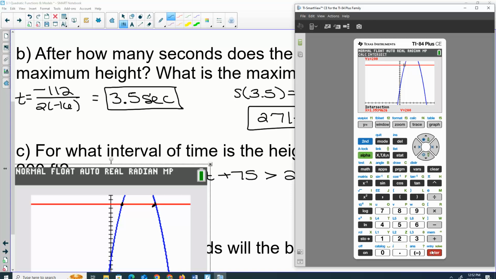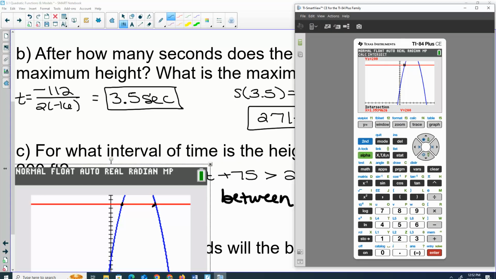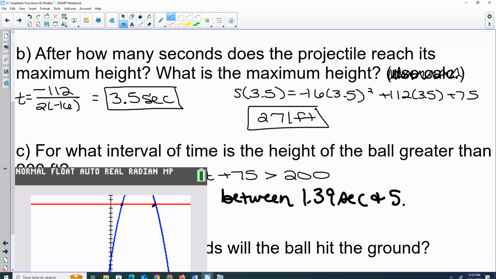So we found the first one. It's about 1.39 seconds. And if you want to find the other one, you just do it again. So second, trace, intersect. First curve, your calculator does this automatically. Just hit enter. It's asking me for the second curve. It does that automatically. Hit enter. Guess, this time I need to get closer to this point over here. And hit enter. So that's about 5.61 seconds.